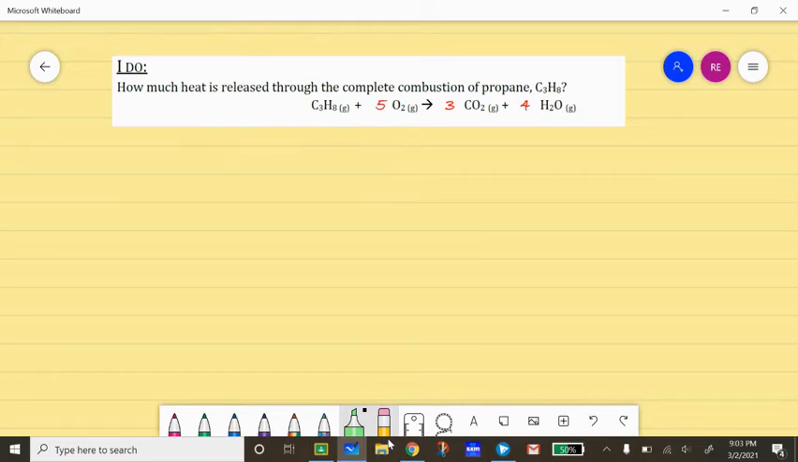In this IB problem, we want to calculate how much heat is released through the complete combustion of propane. Since this is topic 6.7 on bond enthalpies, we're going to approach calculating the energy or the heat released a little bit differently. If you look at the bottom left-hand corner of your handout, there is a table of average bond enthalpies.